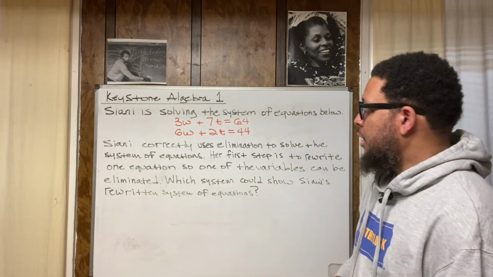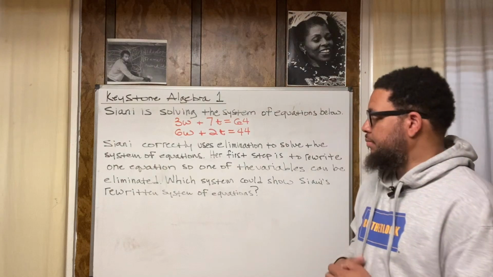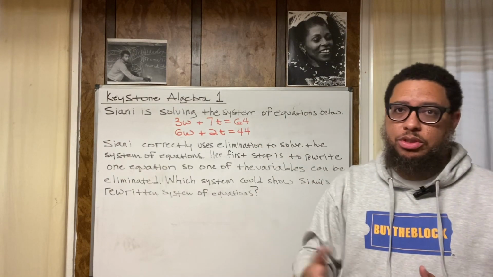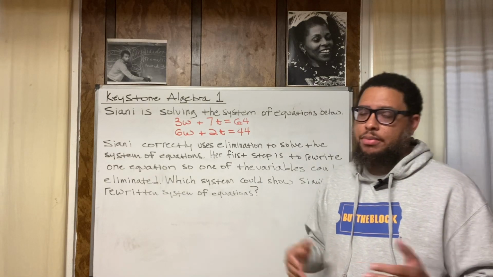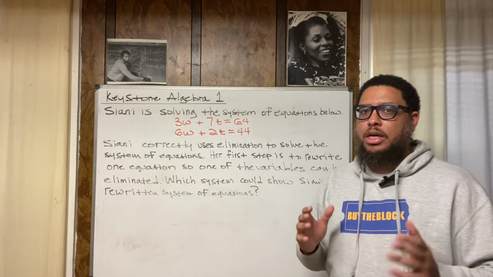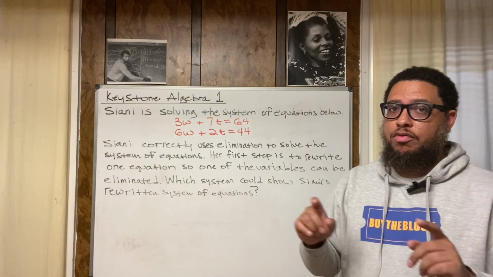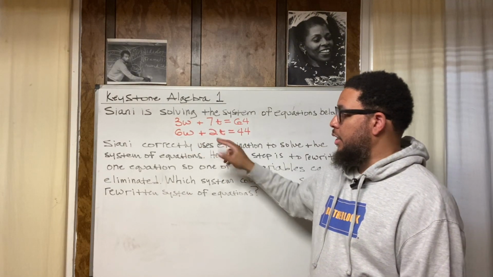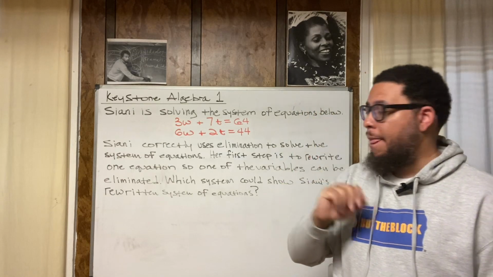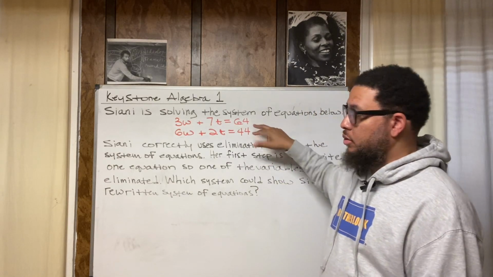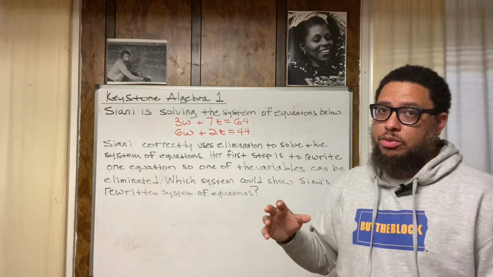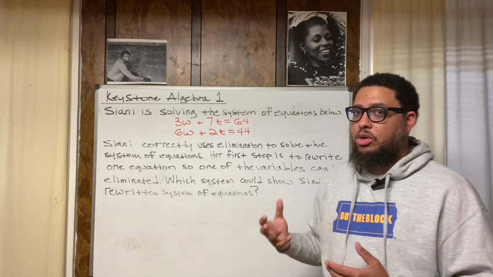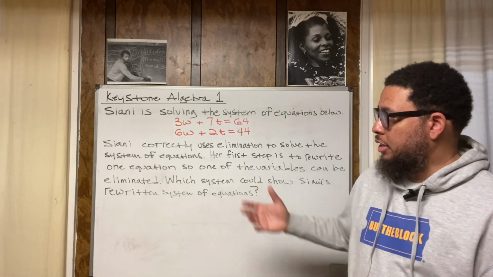This says Siani is solving the system of equations below. Here go the system right here. A system of equations, of course, is when you have multiple equations. You could have 2 equations, 3 equations, 4, 5, however many. Typically, you're going to have as many equations as you have different variables. Notice this has a W in it and a T in it. This has a W in it and a T in it. That's 2 different variables we have. So we got 2 different equations because we got 2 different variables. If we had 3 different variables, in order to solve for all 3 variables, we would need 3 different equations, perhaps. All right, let's keep reading.